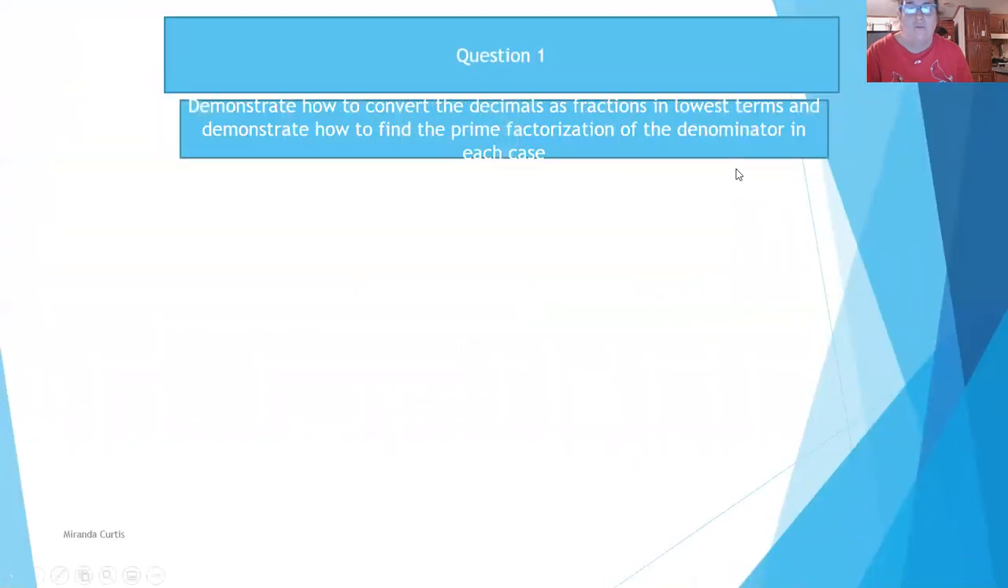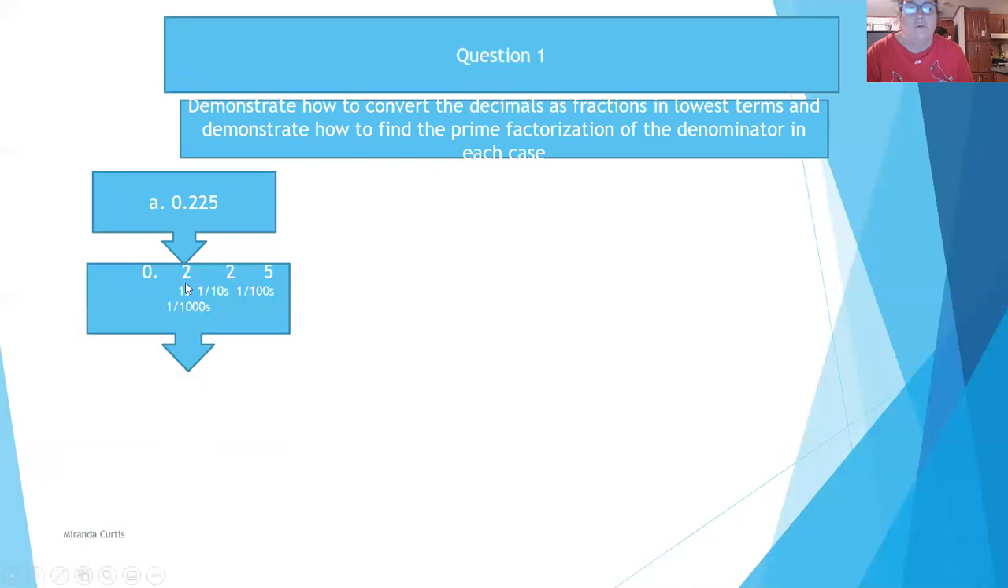Okay, question 1. Demonstrate how to convert the decimals as fractions into the lowest terms and demonstrate how to find the prime factorization of the denominator in each case. Okay, so our first question is A, it's 0.225. What we're going to do is find its place.